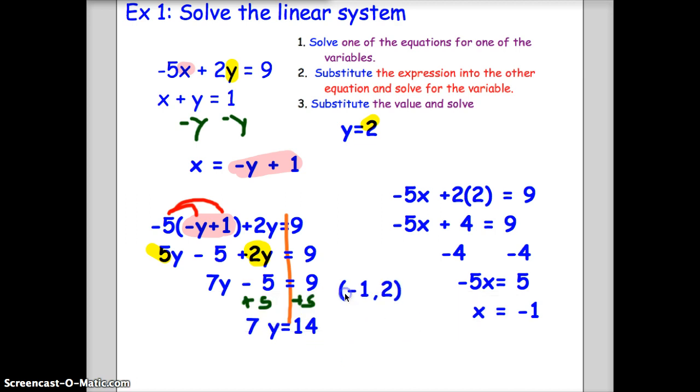Let's make sure that this actually works in both equations. Negative 5 times negative 1 would be positive 5. 2 times 2 is 4. 5 plus 4 is 9, so it works there. Let's try the second equation. Negative 1 plus 2 is 1, and 1 equals 1, so it works in the second equation.